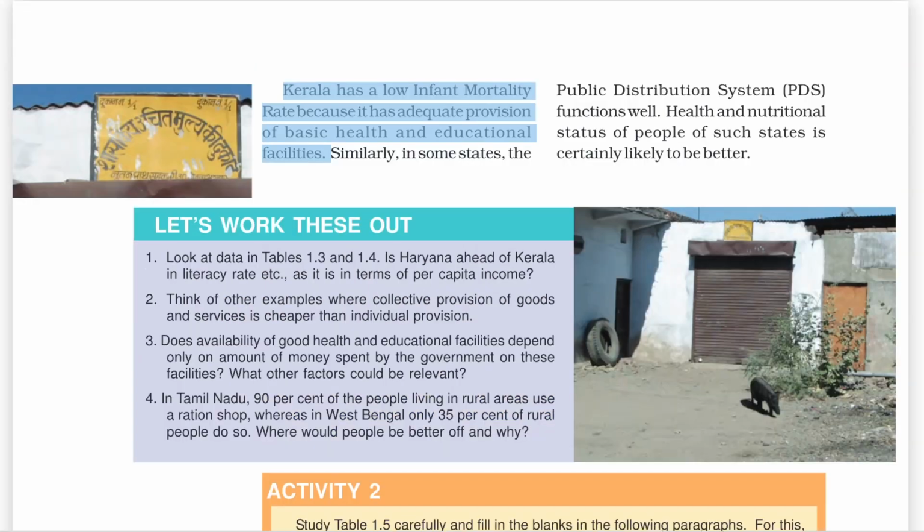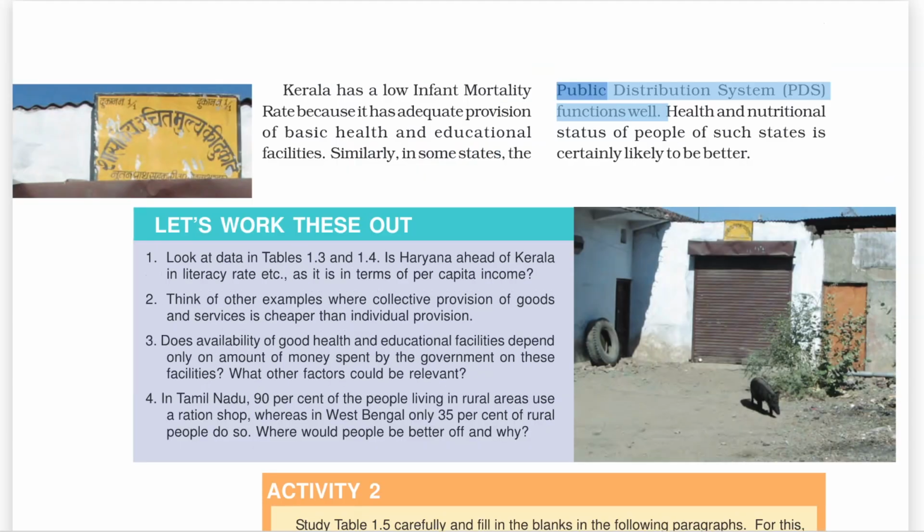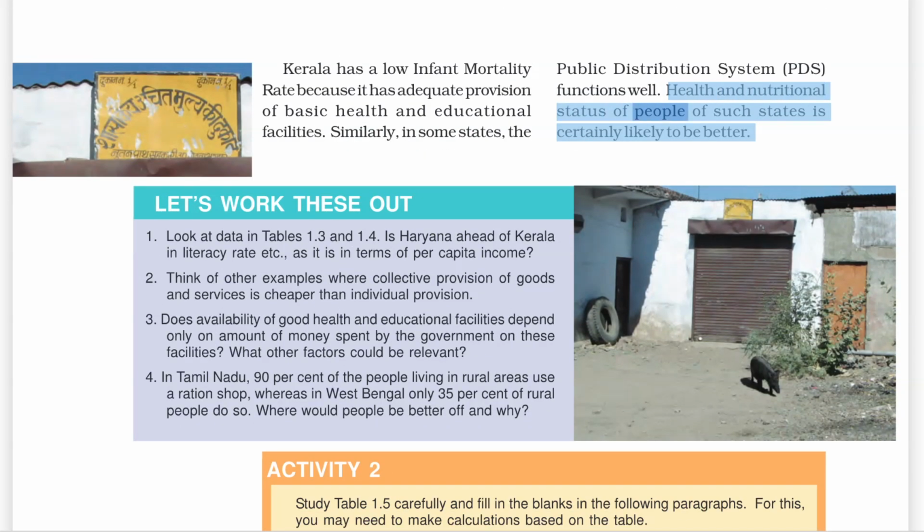Let's work these out. Kerala has a low infant mortality rate because it has adequate provision of basic health and educational facilities. Similarly, in some states, the public distribution system (PDS) functions well. Health and nutritional status of people of such states is certainly likely to be better.